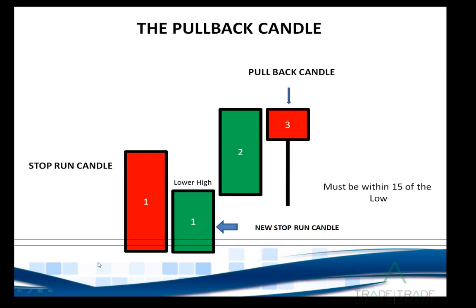In the second example, where we had the original stop run candle and then we formed a lower high to form our new candle, we had our confirmation to the upside, and then our third candle was our confirmation, and we saw a pullback again, which must be within 15 pips of the low.